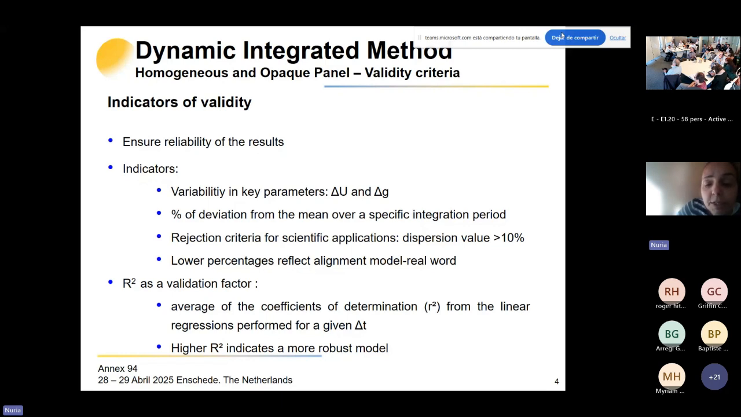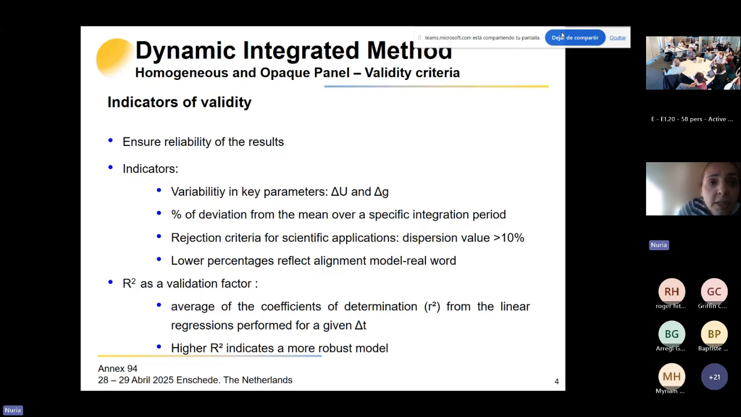And for great accuracy, any dispersion value exceeding 10% we have marked as a rejection criterion. However, this percentage needs to be adapted to the specific application or needs in order to characterize these parameters. For example, from a scientific perspective, or from the needs of the industrial partner, the provider of this panel, who needs to fix these values.